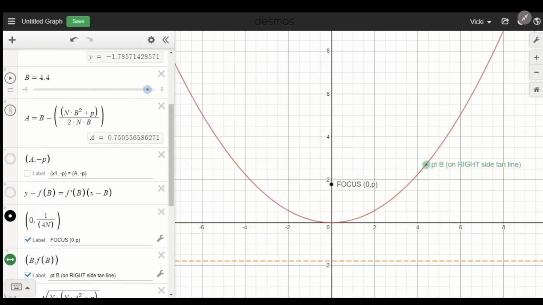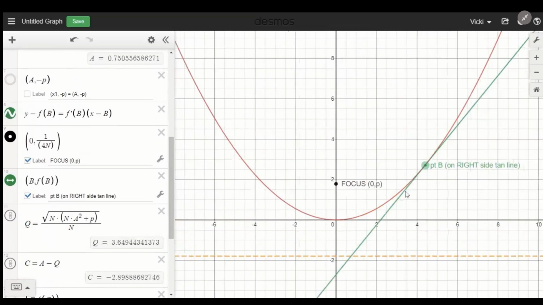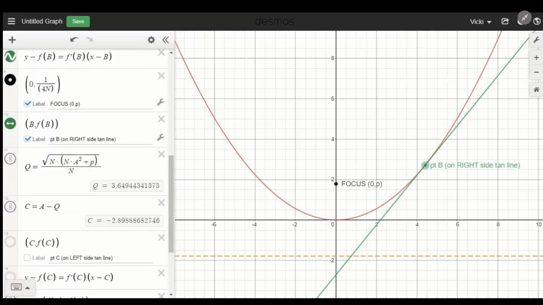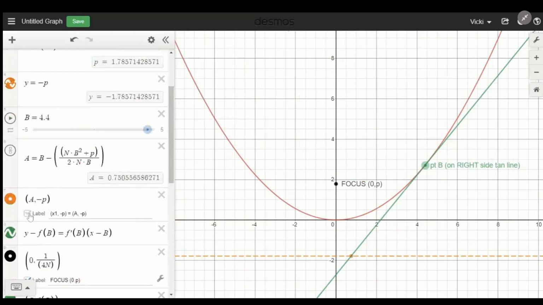Now, I need the tangent line from B to the directrix. And so that's just doing the y value at this point is f of B. And so here's the tangent line. And notice that it intersects the directrix here. Now, you called that x1 negative P, but I'm going to call it A negative P. So here's the point where they meet.